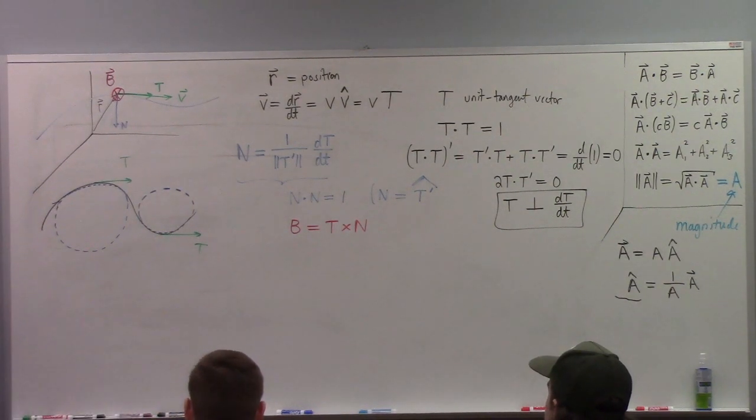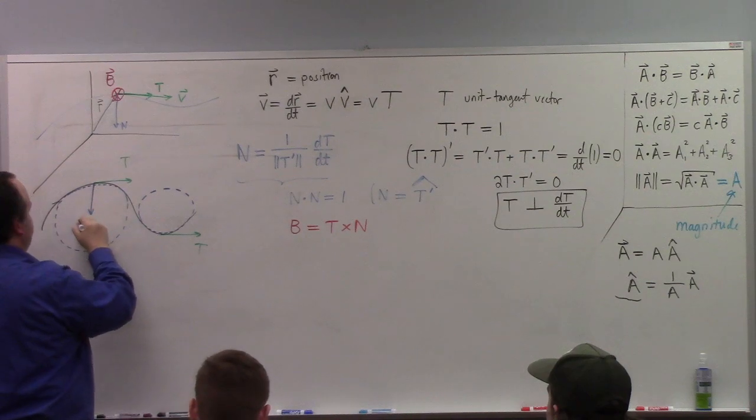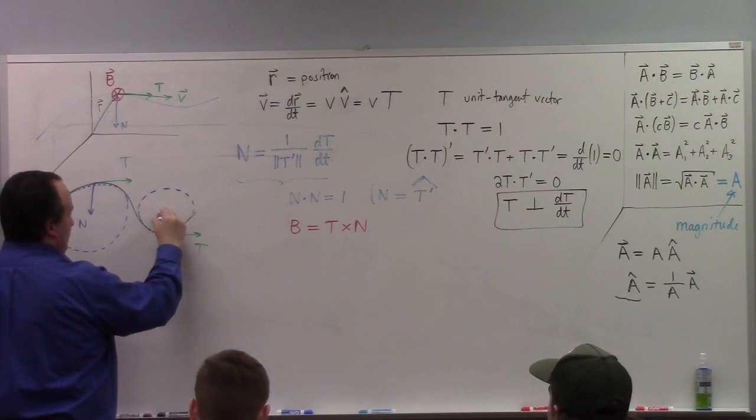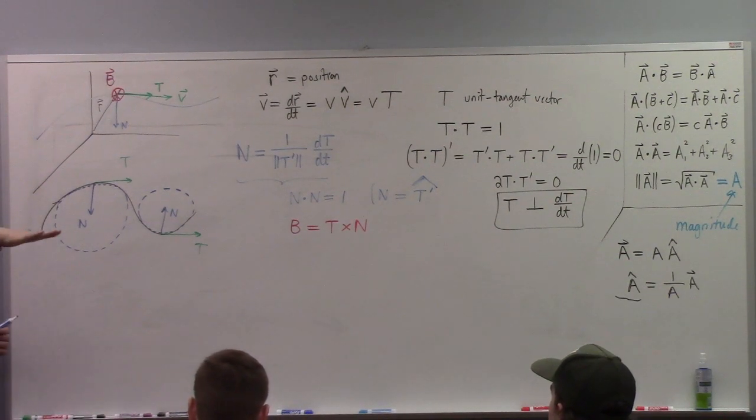All right. The unit normal points to the center of that circle. So that's geometrically where n actually points. Once you learn the right-hand rule in a day or two, maybe next class, you take your right hand and point it in the direction of the first vector, then you cross it into the direction of the second vector.